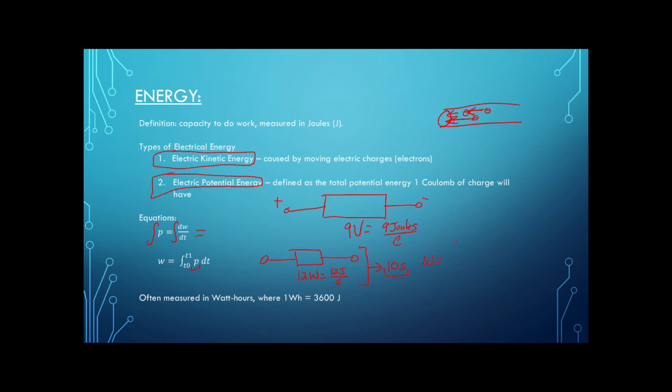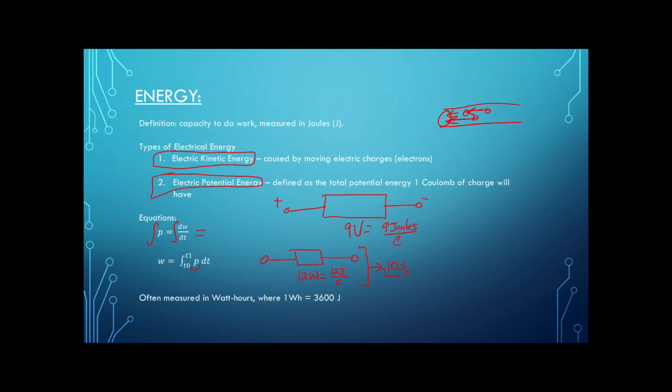Well, we know the total energy is equal to the integral from 0 to 10 seconds of the power. So the power for this particular case is 12 watts, dt. So if we integrated that, we would end up with 12t evaluated from 0 to 10. And then we would have 12 times 10 minus 12 times 0. So we would have 120 joules of energy consumed in 10 seconds.